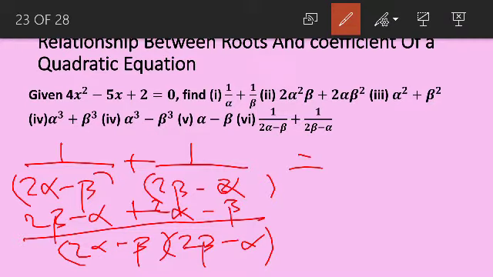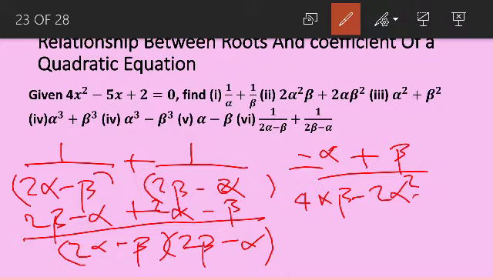So if we add up the numerator, we are going to get minus alpha plus 2 alpha, which will give us just alpha, plus 2 beta minus beta, which will give us beta, all over. If we open the bracket down there, we're going to get 4 alpha beta minus 2 alpha squared minus 2 beta squared plus alpha beta.